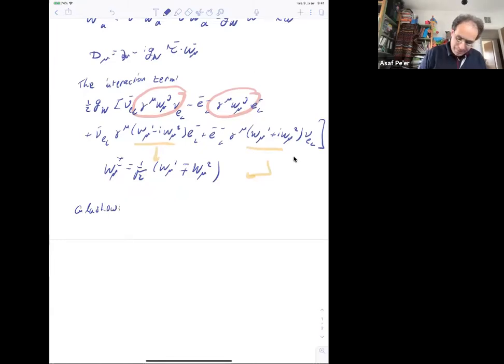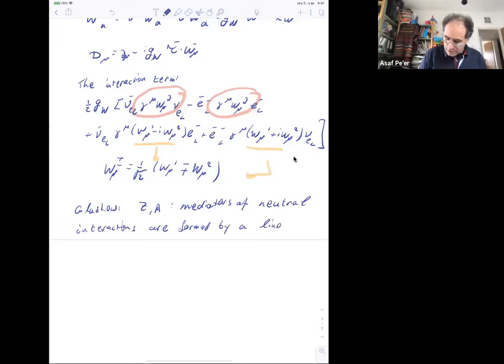It says that the Z and A, right, these are the mediators, the neutral interactions, are formed by a linear combination that mixes gauge bosons of two gauge theories. Right?